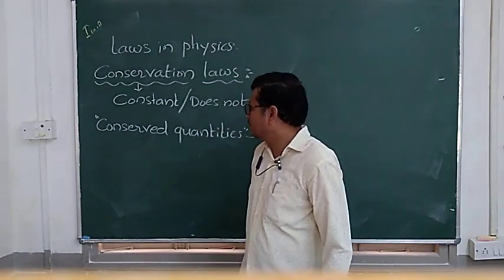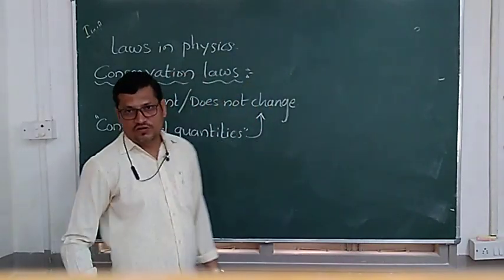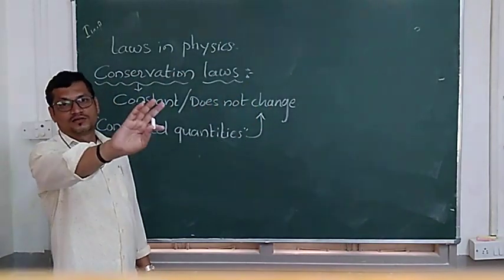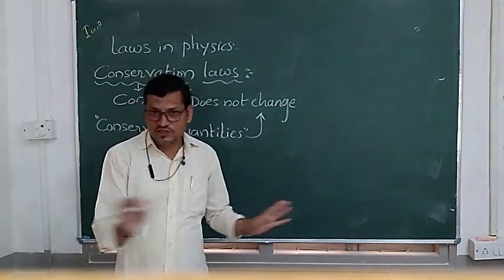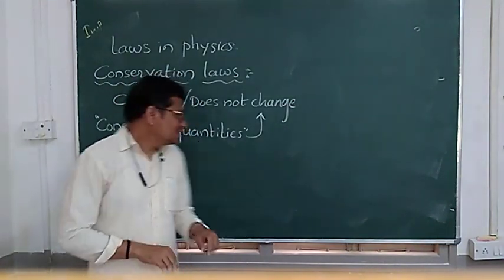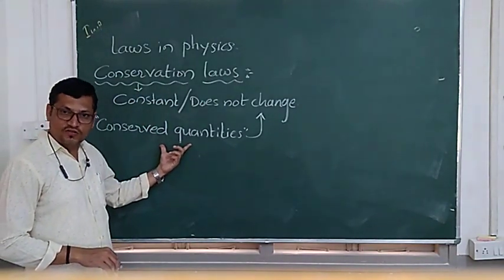Conservation laws. Okay. So conservation means what? Which does not change or which is always constant. Constant means does not change. Its value never changes. Such quantities are called conserved quantities.